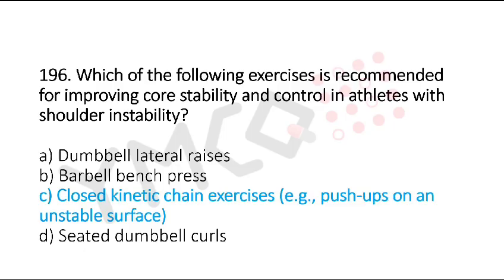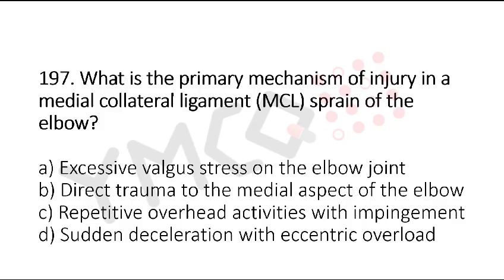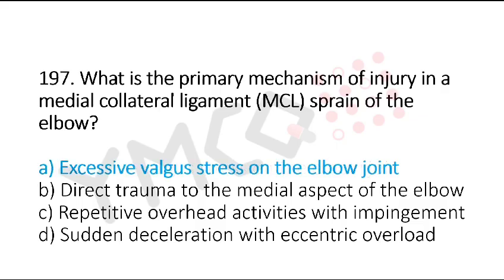Now let's move to question number 197. What is the primary mechanism of injury in a medial collateral ligament sprain of the elbow? Option A, excessive valgus stress on the elbow joint. Option B, direct trauma to the medial aspect of the elbow. Option C, repetitive overhead activities with impingement. Option D, sudden deceleration with eccentric overload. And the answer is option A, excessive valgus stress on the elbow joint.